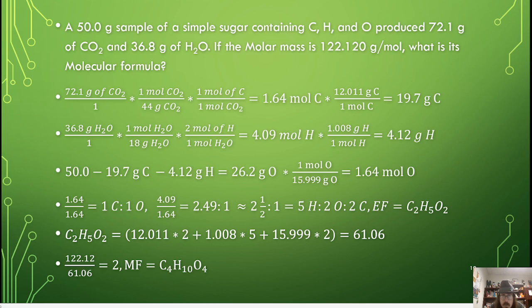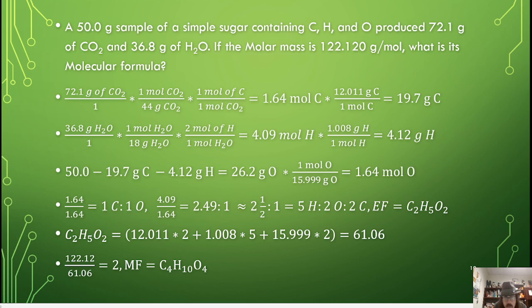So with that in mind, 1.64 times 12 is 19.7. 4.09 times 1 is about 4.12. So if I subtract the carbon and the hydrogen from our 50 grams, we'd say there's 26.2 grams of oxygen. If we divide that by the molar mass of oxygen, 16, we get 1.64.